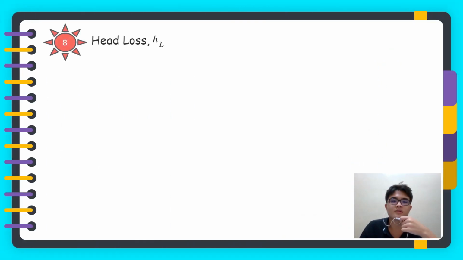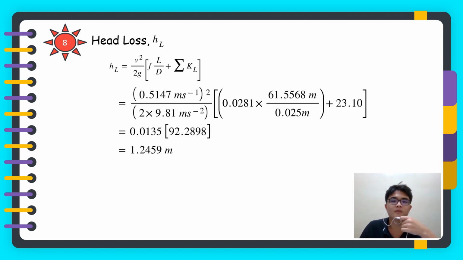Okay, so now we come to step number 8, where we need to calculate the head loss, HL. First we need to apply the formula of HL, and inside the formula we need to insert two values that we obtained from the previous calculation, which are the friction factor and also the total loss coefficient. And finally we get the head loss to be 1.2459 meter.